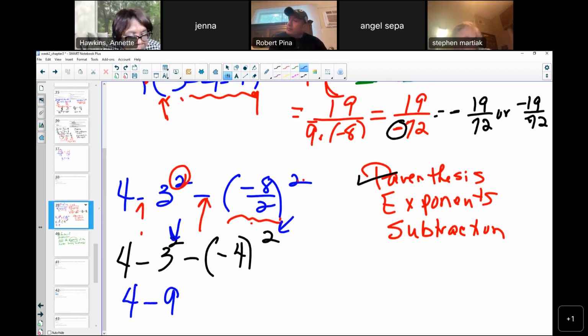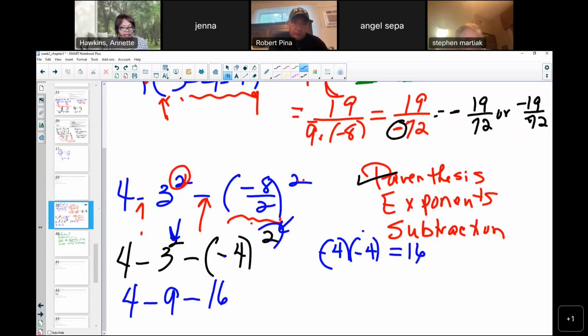Now, you want to be careful. See, this negative can't go through here. Why? Because it's a parenthesis and we got an exponent out there. If we did not have this exponent, you could do that, but it cannot go through the parenthesis. So you have to say minus, and negative 4 squared is negative 4 times negative 4, which is 16.